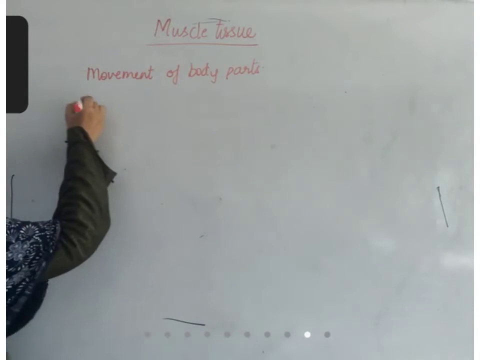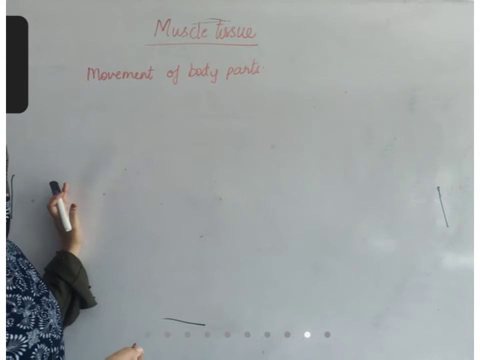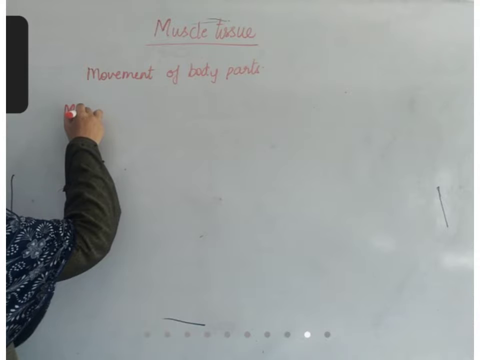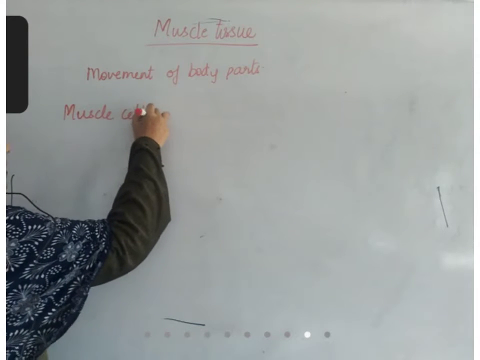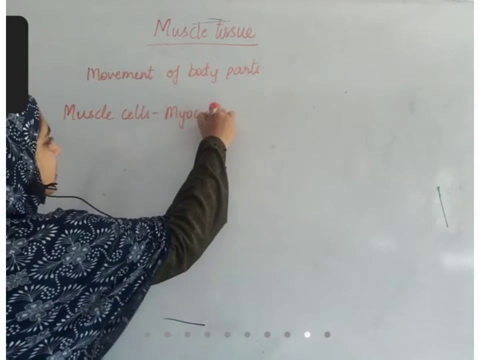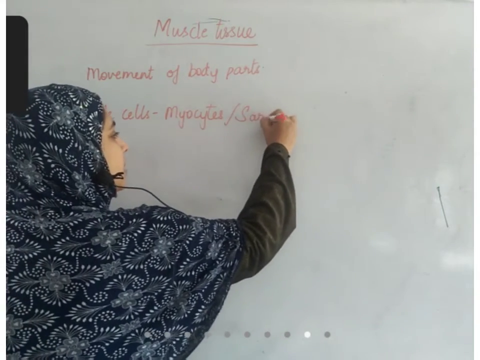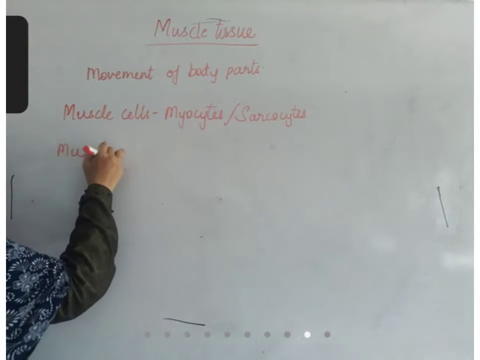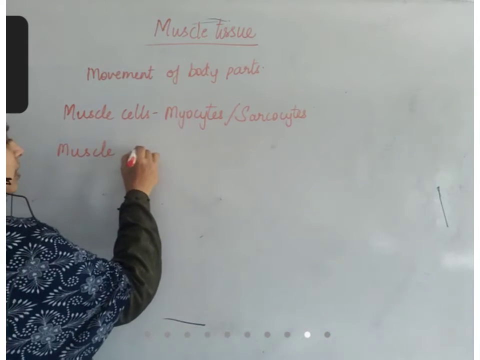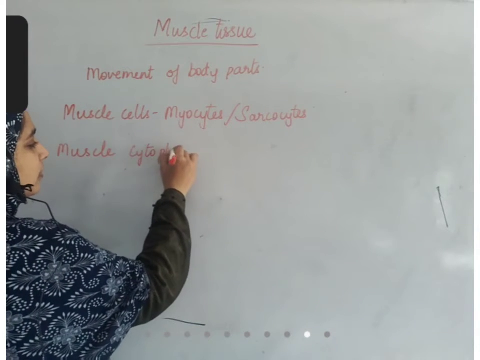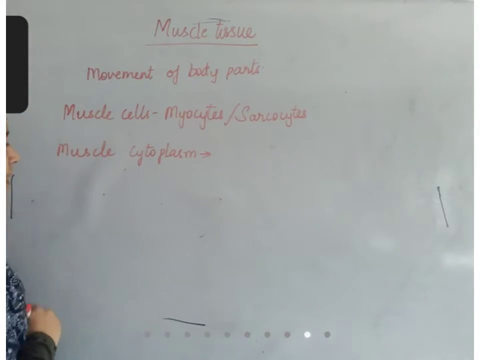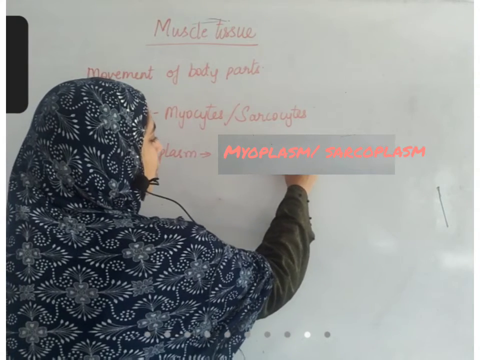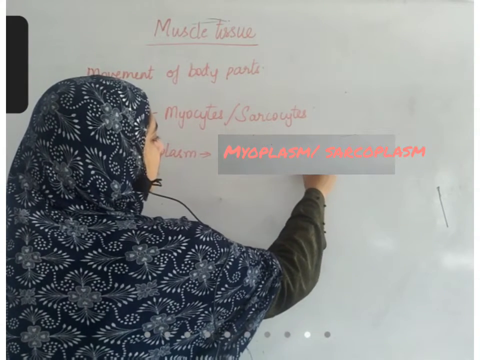In muscle tissue, there are some separate names for its parts. Muscle cells are called myocytes or sarcocytes. Muscle cytoplasm is called myoplasm or sarcoplasm.